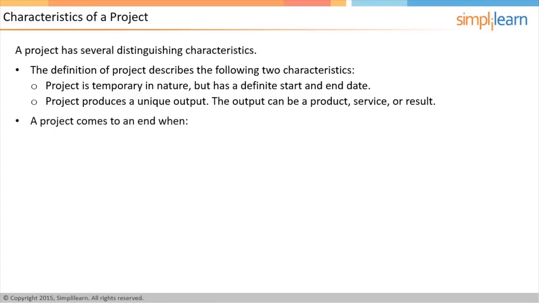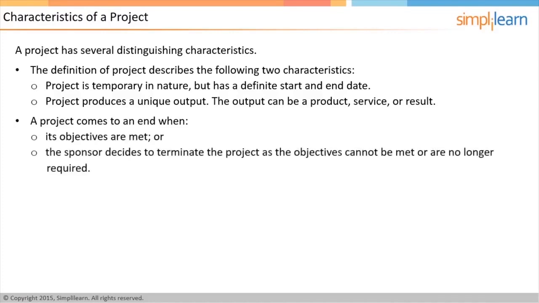A project ends when either the objectives are met or the project is terminated because the objectives will not or cannot be met. The other reason to terminate the project can be that the need for the output of the project does not exist anymore. Usually, the sponsor of the project takes a call about the closure of the project.